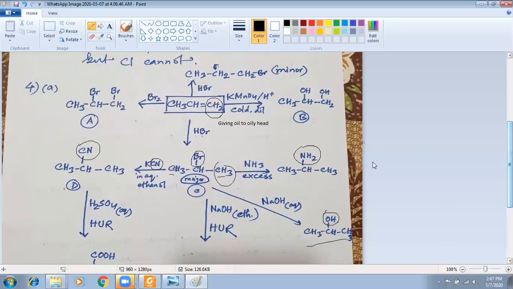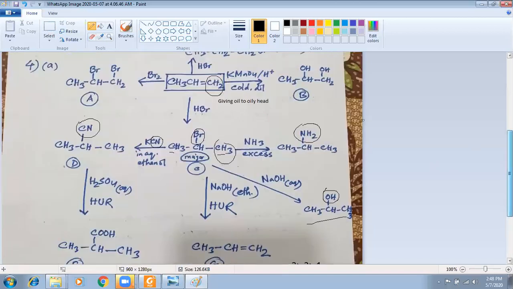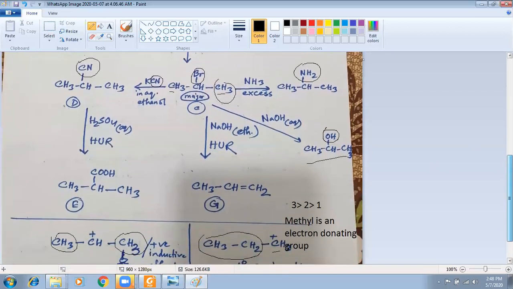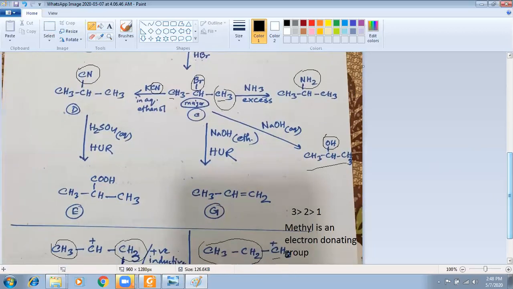That means we started with propene, and by this route we first made the halogenoalkane, and then in the presence of ethanolic sodium hydroxide, when we carry out heat under reflux, we get this product. We are getting product G, right?